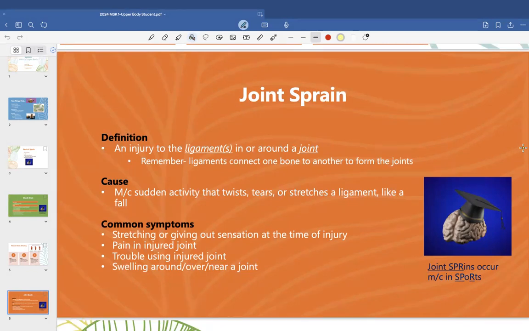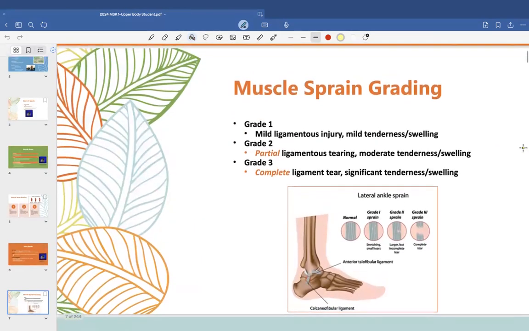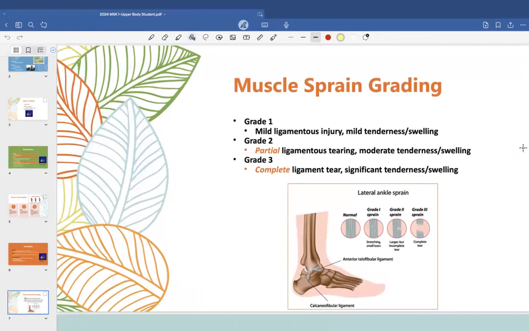Now again, this is usually more explosive, right? The sudden activity that kind of twists or tears or stretches the ligament. It could be from a fall. So the mechanism of injury can be very similar here. They'll usually tell you they have the stretching or giving out, that joint gave out at the time of the injury. They have pain, they can't use it, and there's kind of swelling around or near or over whatever joint that is. So when we grade it, same thing. 1 is mild, 3 is severe. Okay? This is your overview, kind of your intro.